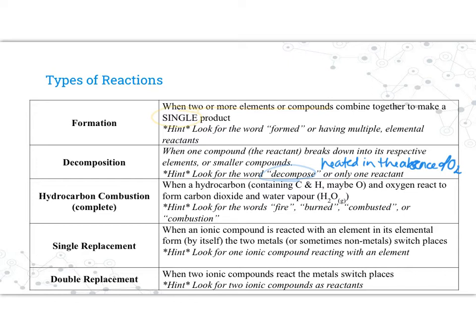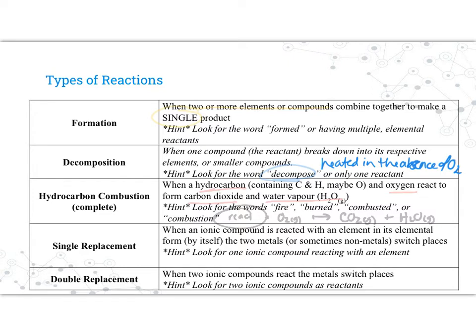Hydrocarbon combustion is when a hydrocarbon, so something that contains hydrogen, carbon, maybe some oxygen, and oxygen react to form carbon dioxide and water vapor. That is always the form of the reaction. So we will have some reactant plus oxygen as a gas, making CO2 as a gas and water as a gas. If you're unsure as to what water's state is, remember, fire is hot, it's going to be a gas. The only thing that changes here is what the reactant is and how we balance. The rest stays the same.